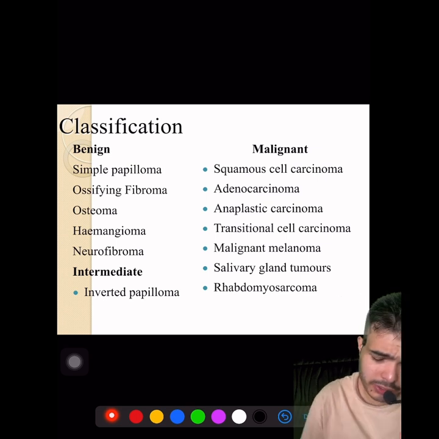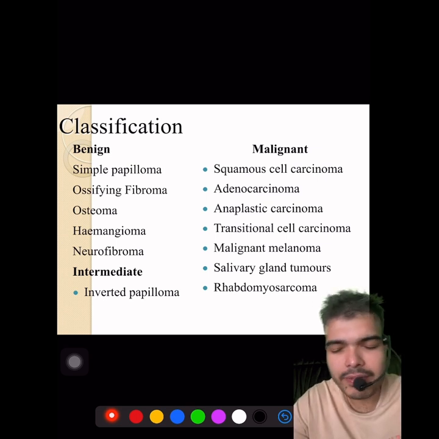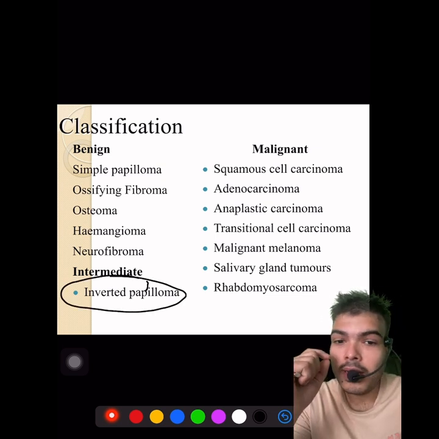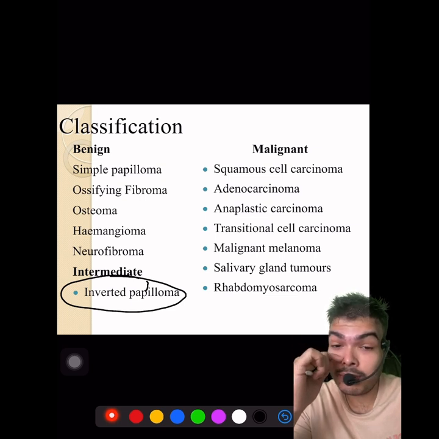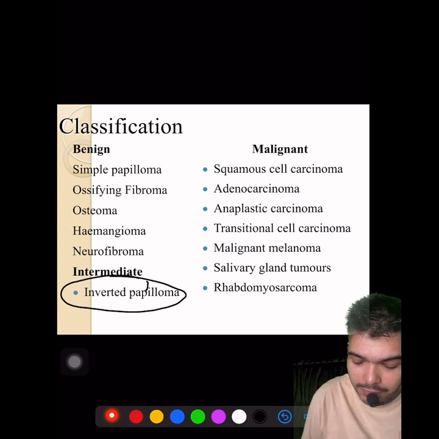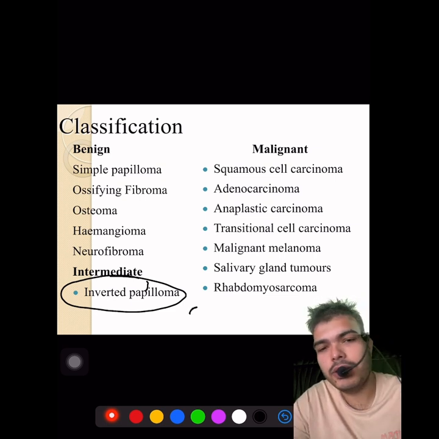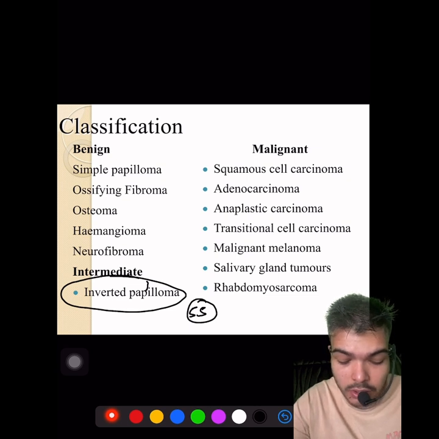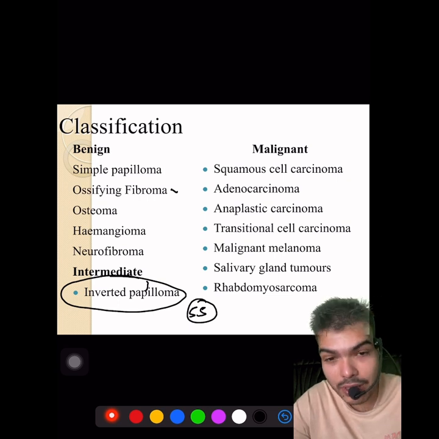The most important one being the inverted papilloma, a very often asked question, because of the classic history: blood-stained nasal discharge, a unilateral pink friable mass arising from the middle meatus area in an age group of 55 years. Talking about ossifying fibroma, simple papilloma, and osteoma, osteoma and ossifying fibroma are usually asked.